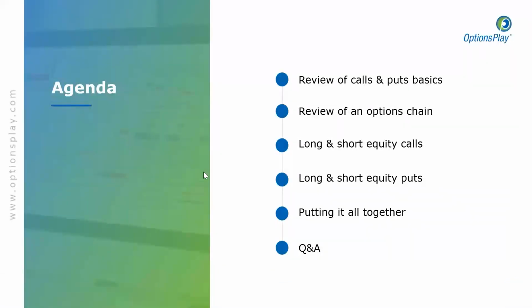Okay, so our agenda for today. Starting off with a review of call and put basics, just going over the basic definitions of the two types of options. From there, we'll be moving on to a review of an options chain. We'll move on from there to long and short equity call options and long and short equity put options, comparing the trade management of a long and a short equity call, and again, of an equity put, long and short. Finally, we'll have a summary section, and we'll end today's webinar with some Q&A.